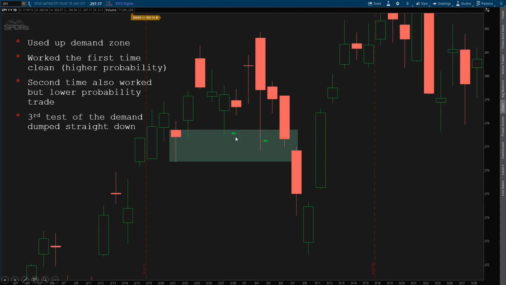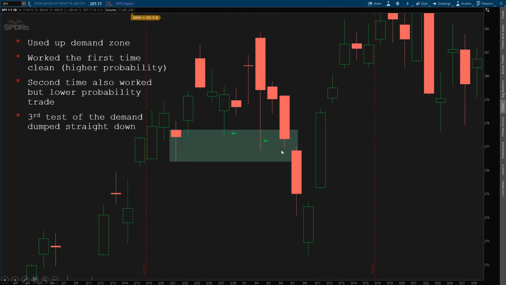So the first test of this demand zone is where this candle is, where my first green arrow is, because we get the test of those unfilled orders. And the demand still exceeded supply here, so we get a nice lower wick, and we get a nice move to the upside. So it worked the first time, it was clean, and it was a fresh zone because there was no other time that price was in this box.